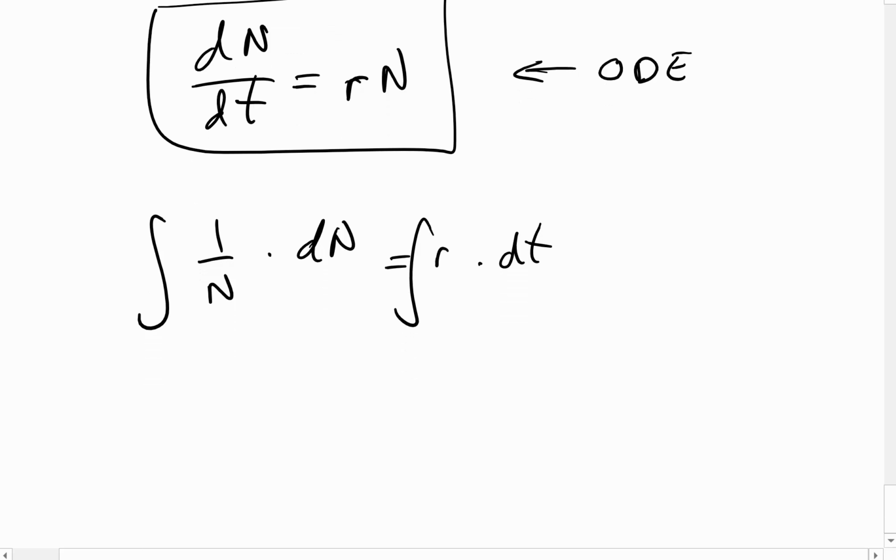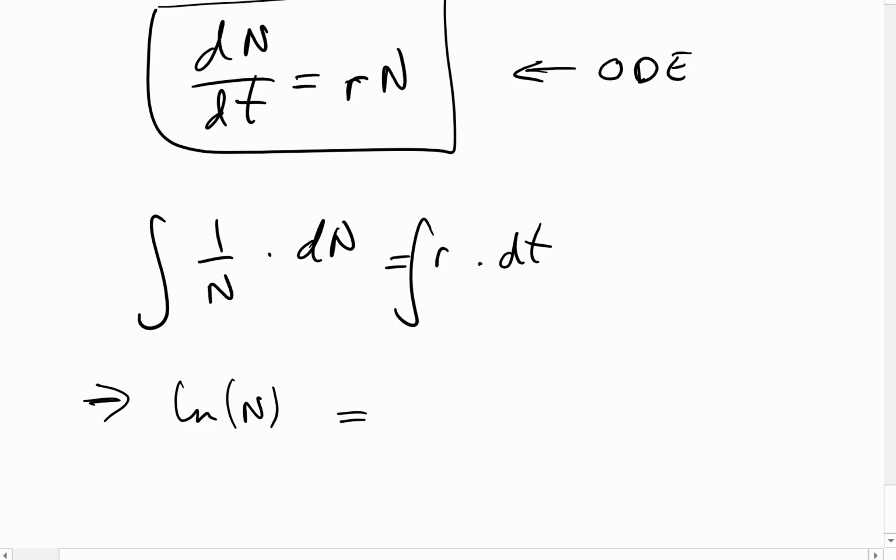Assuming of course that n is not equal to 0, that we can't have a population of 0. Because if we have a population of 0, this fraction here is going to become 1 over 0, which will be infinity, which we can't have. So the main fundamental assumption that we make here is that our population can't be 0. Okay, so let's solve this. What's the integral of 1 over n? Well, the integral of 1 over n is going to be the logarithm of n.